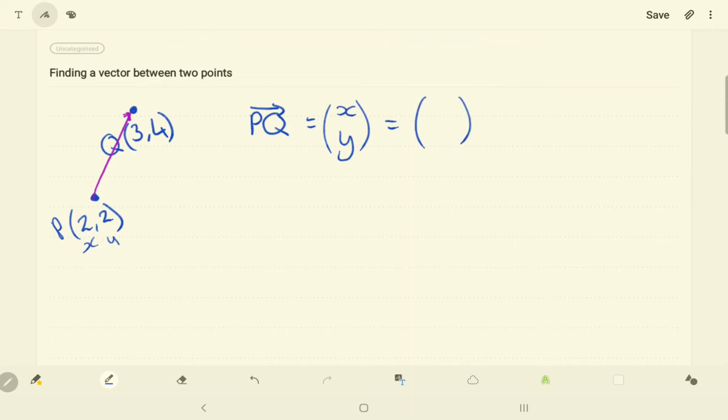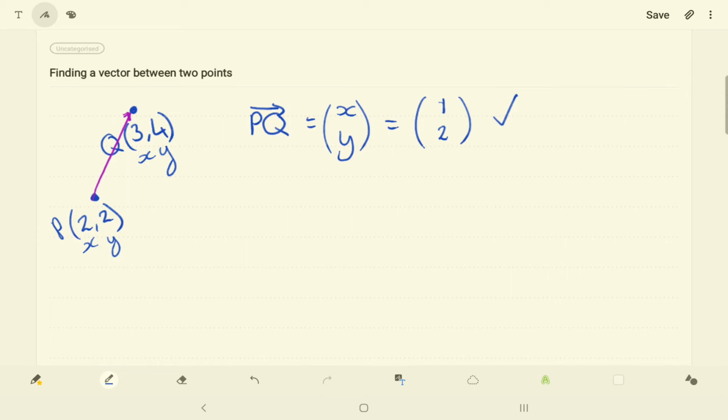So remember, points are x, y, x, y. So I've gone from 2 to 3. That's 1. And I've gone from 2 to 4 on the y. So that's 2. And that's you found your vector. Now this is quite a nice problem. It was drawn out for us. What about if it wasn't drawn out for us?